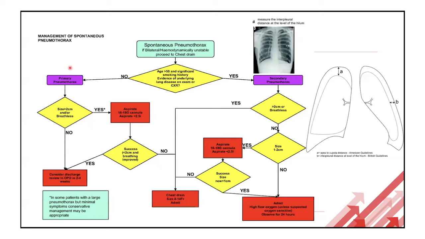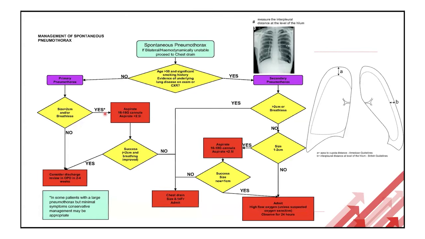So for the patients with primary pneumothorax, you measure the intrapleural distance at the hilum, and if it is more than 2 centimeters and your patient is breathless, you want to aspirate, okay? Aspiration is using a cannula in the chest and then you pull out the air. So those ones you aspirate and then you reassess after you do that, usually about 15 to 30 minutes. You reassess your patient's clinical status and you do a repeat chest x-ray because you want to see, has the lung re-expanded and the pneumothorax resolved, okay?